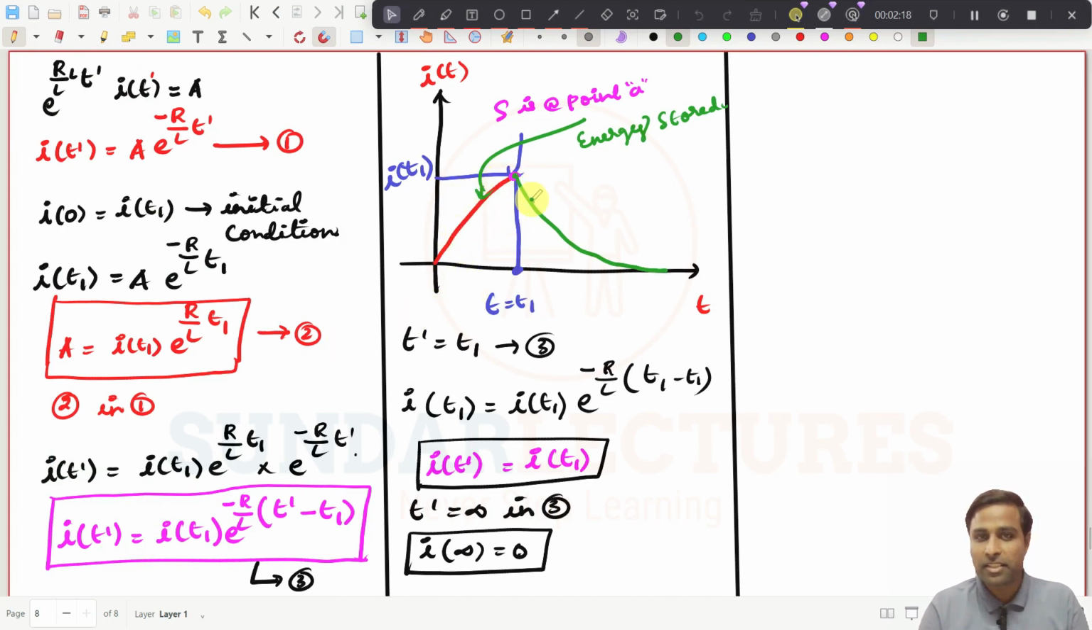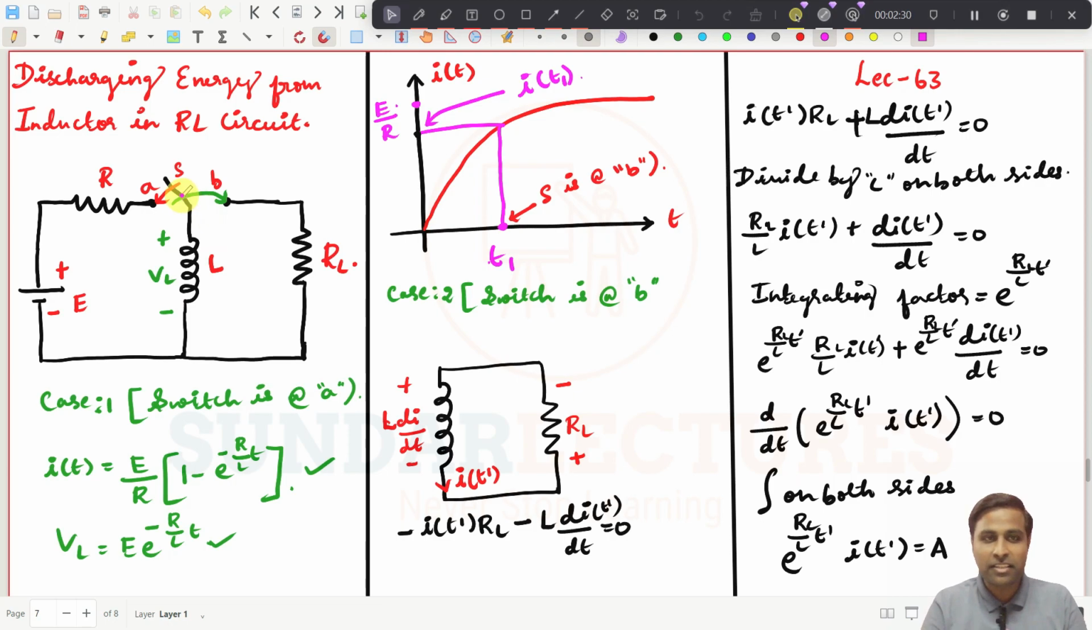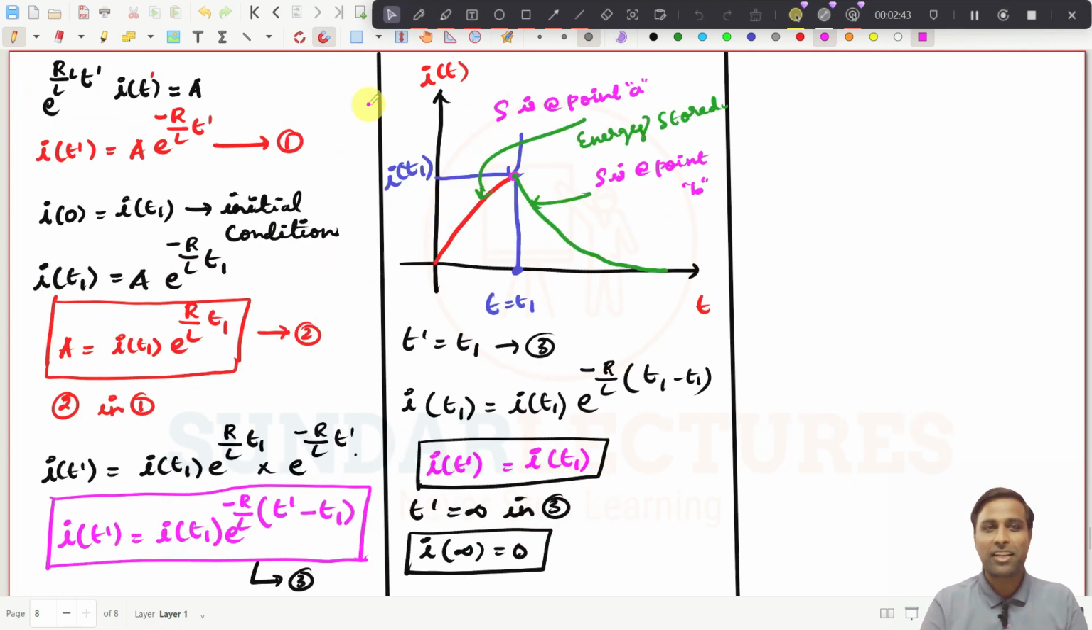And what is this part? This part is where S is at point B now. So what we have done? We have just connected this switch instantly to point B, and now this inductor is connected to a resistor. And whatever energy this inductor possesses will now discharge through the resistor. And that is what is happening here, right?